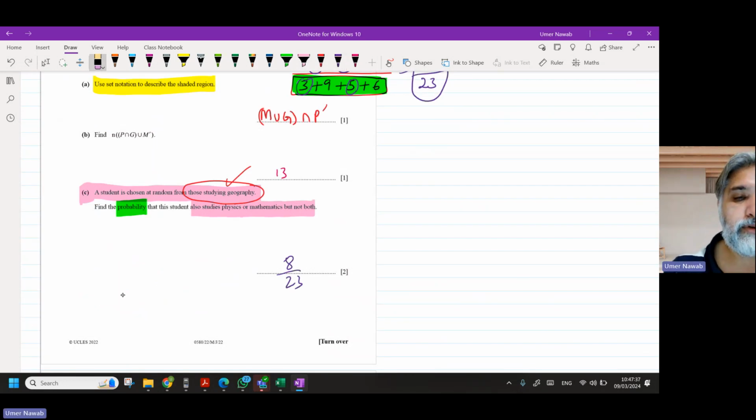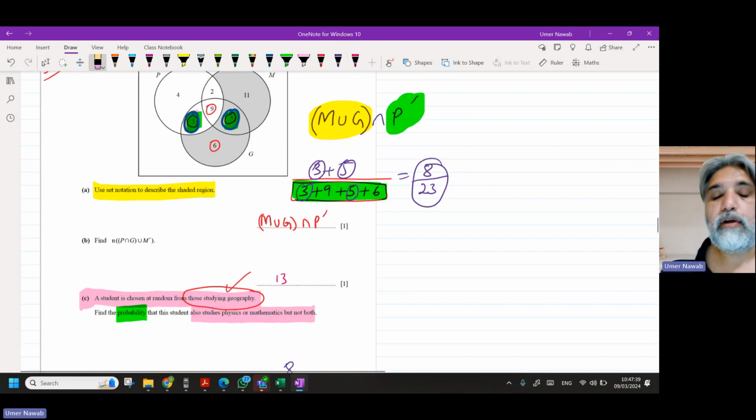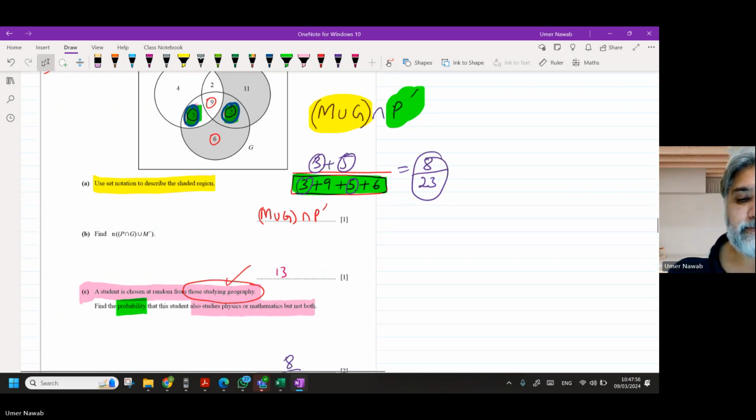I hope it is clear to everyone that this is called conditional probability when I am not looking into the full set. I'm looking at a part of a set, which is geography. So that total number comes in the denominator, and from that part you start looking into which portion he is interested in from that part.